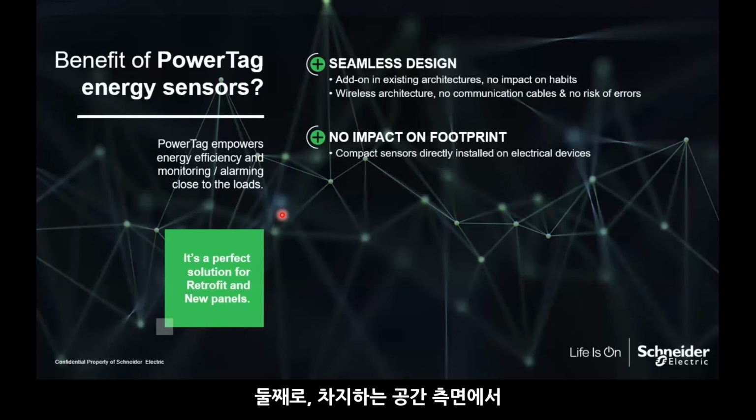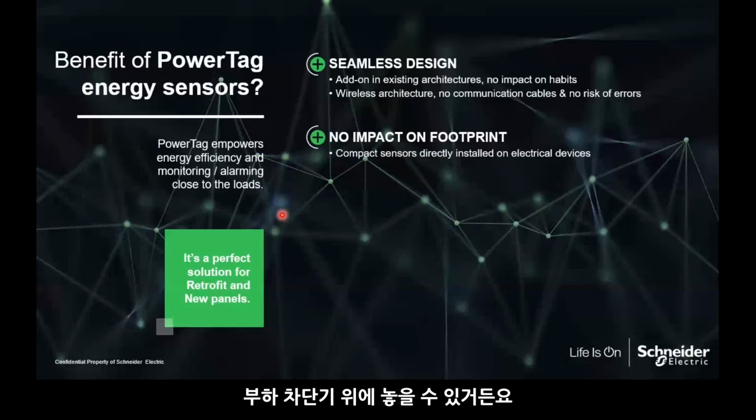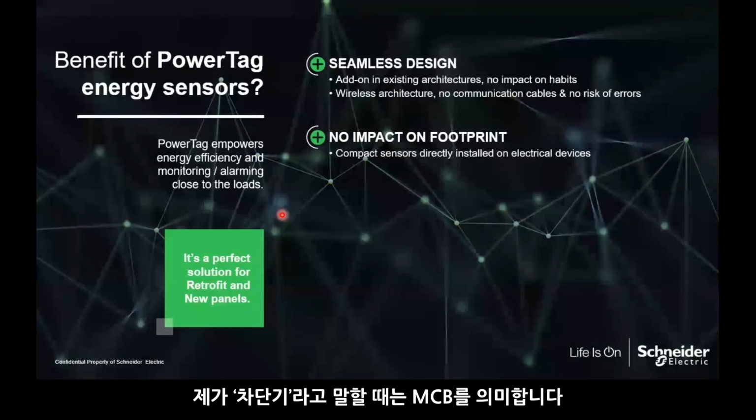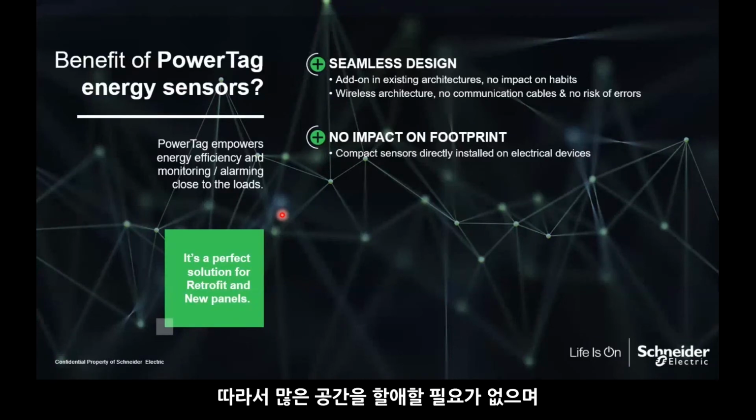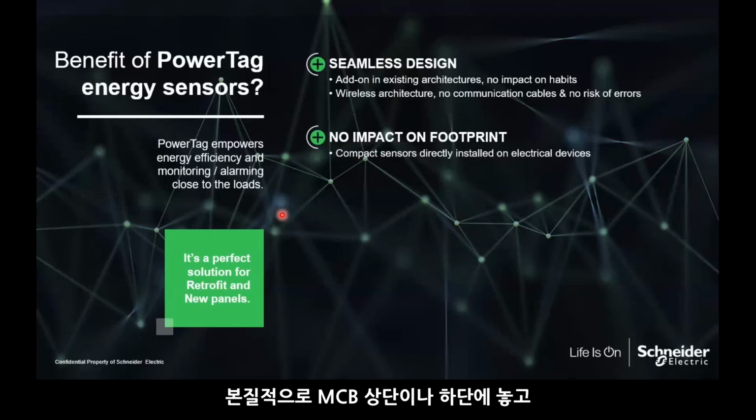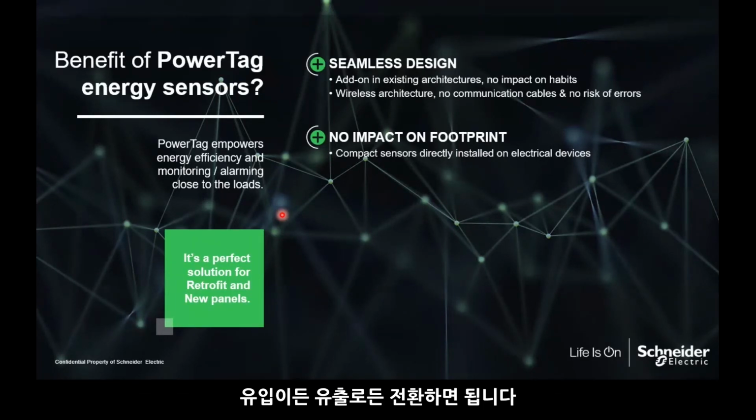Secondly, there is not a very significant impact on the footprint. Why? Because the sensor itself is very small. It just sits on top of or below the breakers. When I say breaker, it means the MCB. So you don't really allocate a lot of space, right? When you sit on the top or the bottom of the MCB, you just run a cable through it. That's all. And then you do metering at the MCB level, whether it's incoming or outgoing.